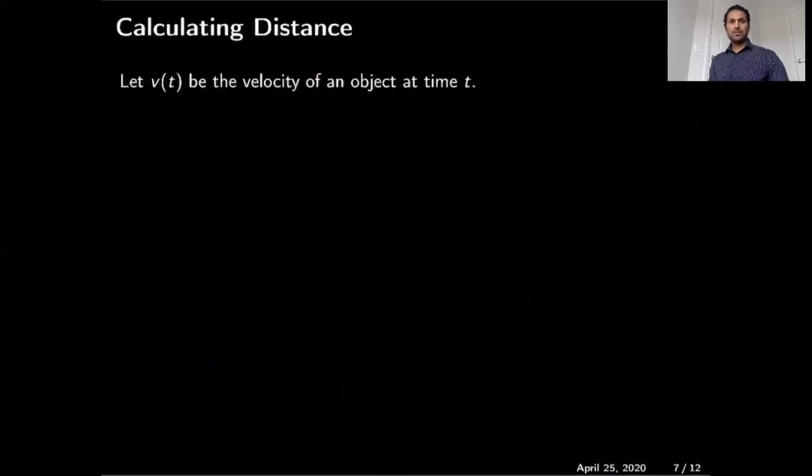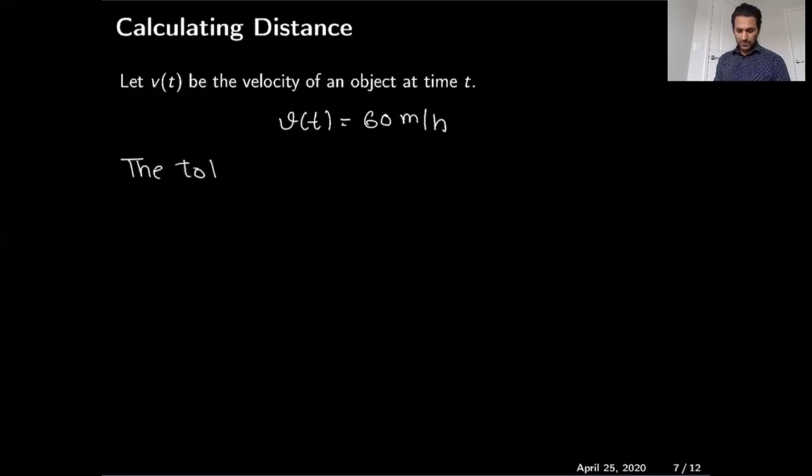Now let's see how to calculate the distance by using this area under the graph terminology. So we have the velocity function. Let's consider an example. Suppose the velocity of a car is 60 miles per hour. What will be the total distance covered by the car in 3 hours?